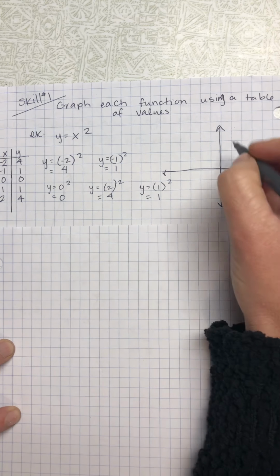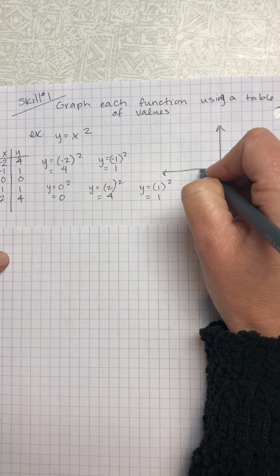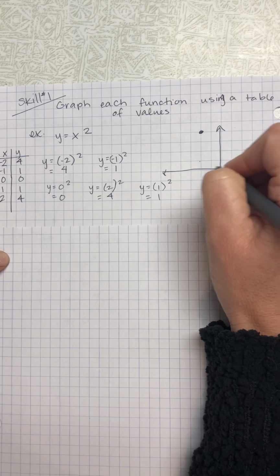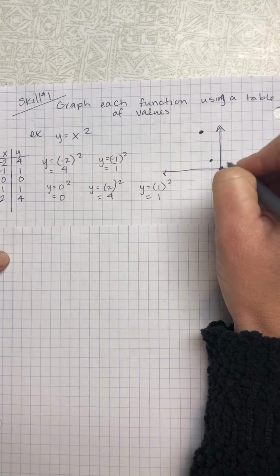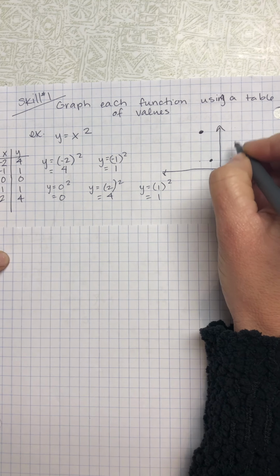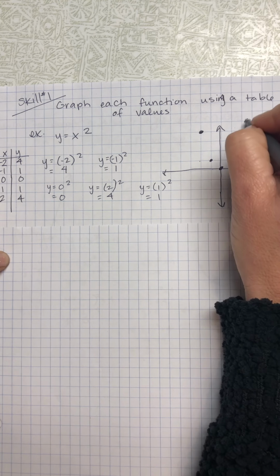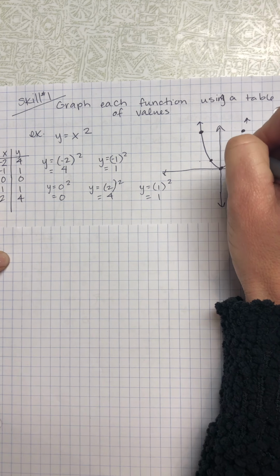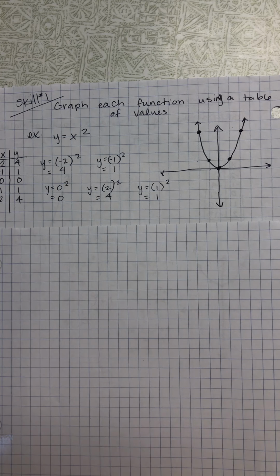When we graph this, negative 2, up 4. Negative 1, up 1. 0, 0. 1, 1. 2, 4. Connect them. The parabola looks like this. Easy enough? You try.